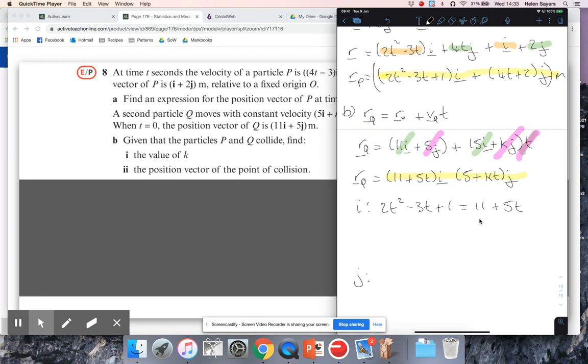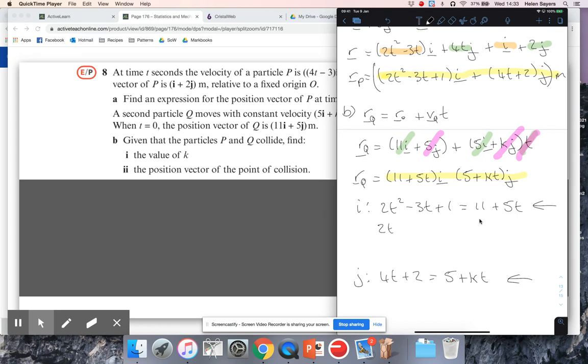But then, if they do collide, they need to be at the same i position vector and at the same j position vector. Okay, so the reason I've left myself a little bit of space is I can actually just solve this equation to find t, and because I know that they collide, I can then use that value of t in this equation to find k.